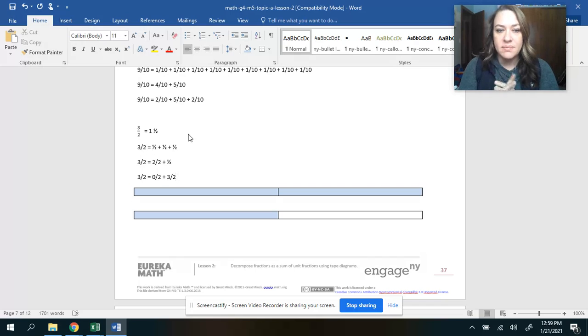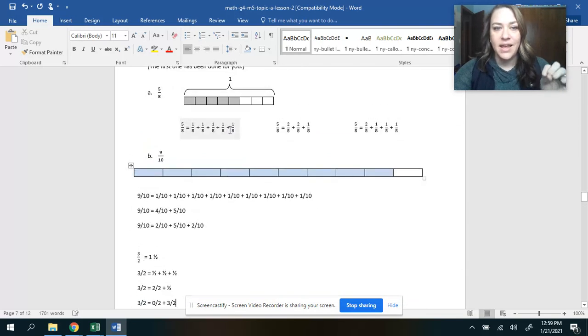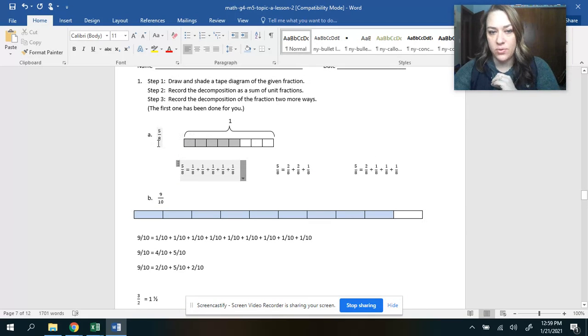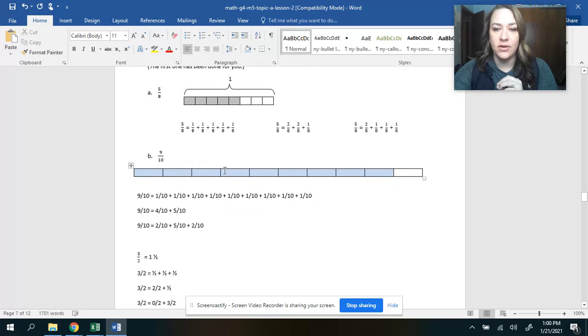So here's something that I want you to practice too. How many halves do I need to make one whole? Well, halves is 2, right? So I need 2. It's always kind of taken as a trick question. How many tenths do I need to make one whole? 10. How many eighths do I need to make one whole? 8. And if I had all of those eighths shaded, I would have one whole. Same with my tenths. If I filled in all of these tenths, I would have one whole.